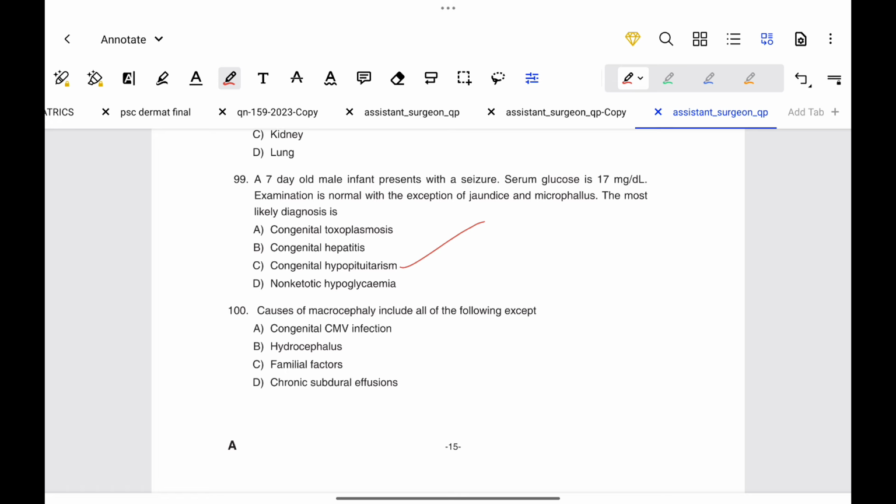Causes of macrocephaly include all of the following except congenital CMV infection.